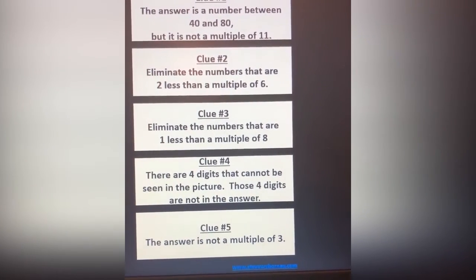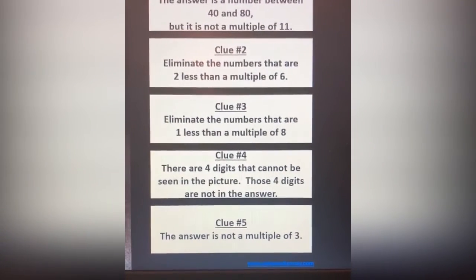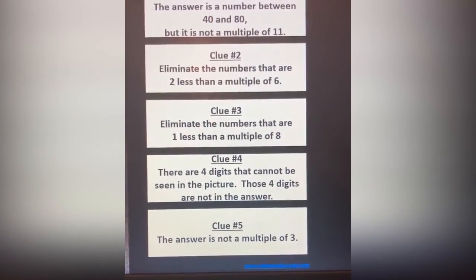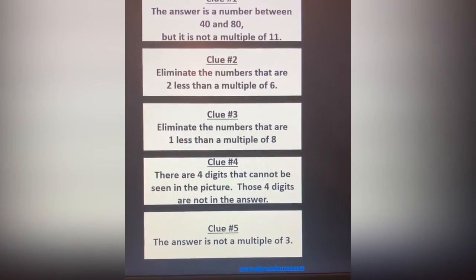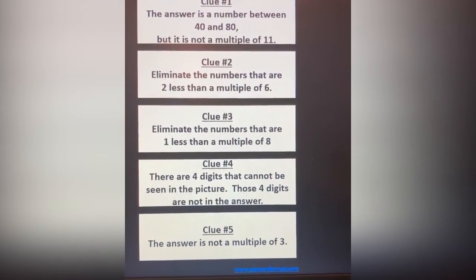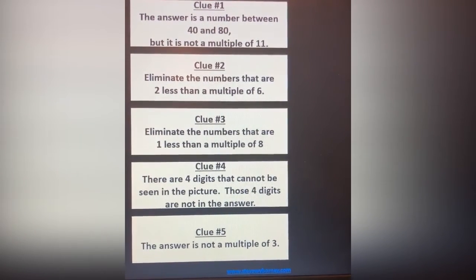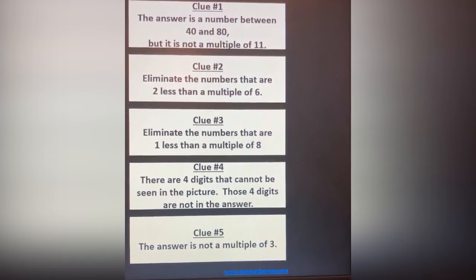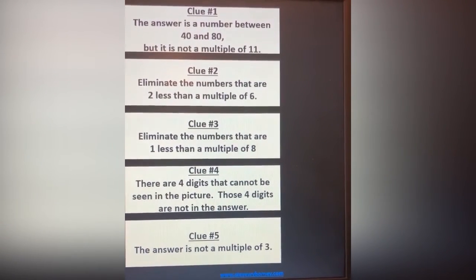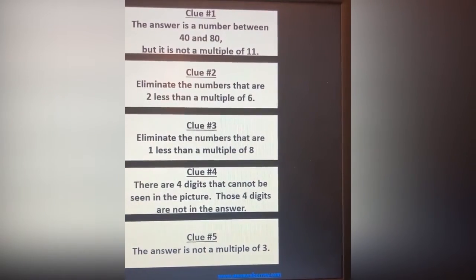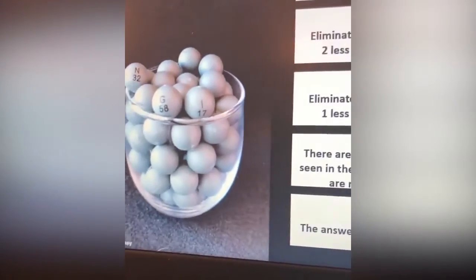3, 6, 9, 12, 15, 18. As Patrick's kind of thinking through his multiples here. 27, 30, 33, 36, 39, 42, 45, 48, 51, 54, 57, 60, 63, 66, 69, 72. Okay, I'm good. You're good? All right, Patrick's sticking with 73.